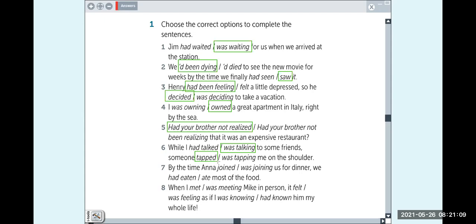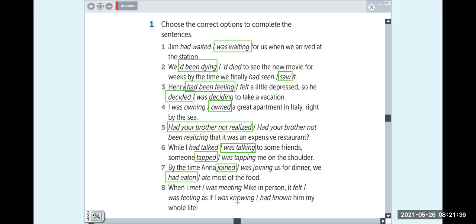By the time Anna joined or was joining us for dinner, we had eaten or we ate most of the food. By the time Anna joined us for dinner, we had eaten. So this action happened before the first one, right?